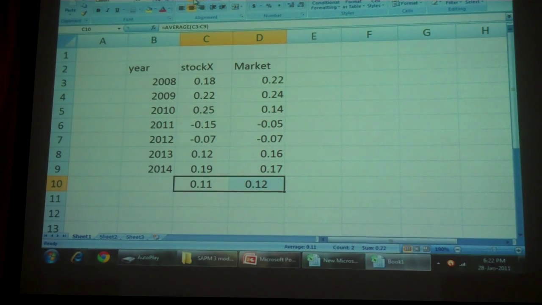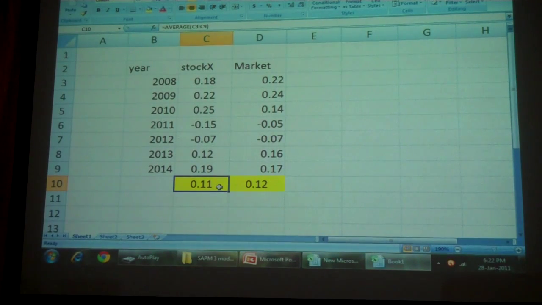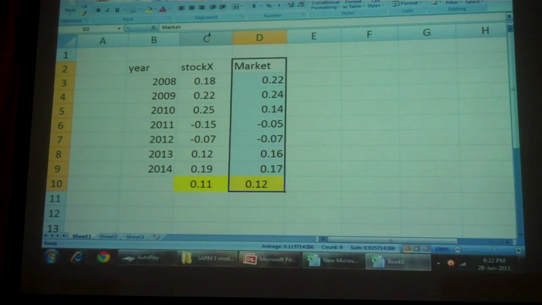So stock X gave 11% returns on an average in the last 7 years, right? It's not that in 7 years it has given 11%; it is 11% per annum on average. That is how it should be understood. Almost every year it has given you 11% returns. The upside like 25% and the downside like minus 15% is smoothed into the number 11%. In the same way, the market has given 12% returns.